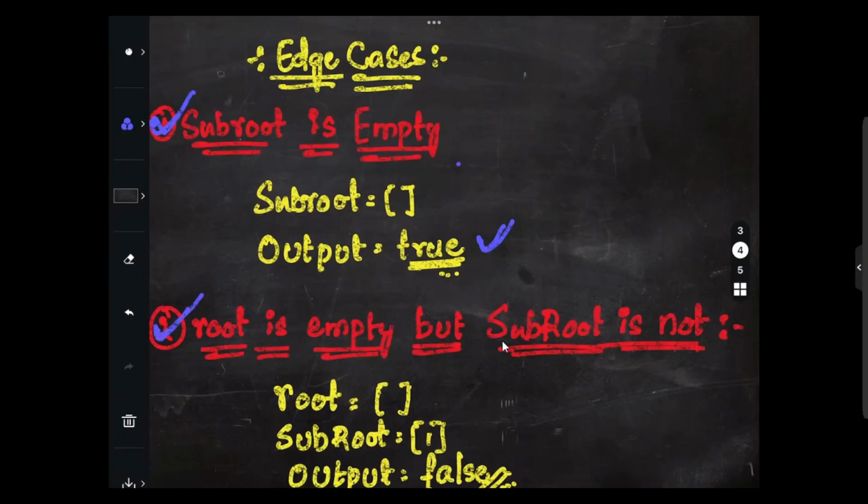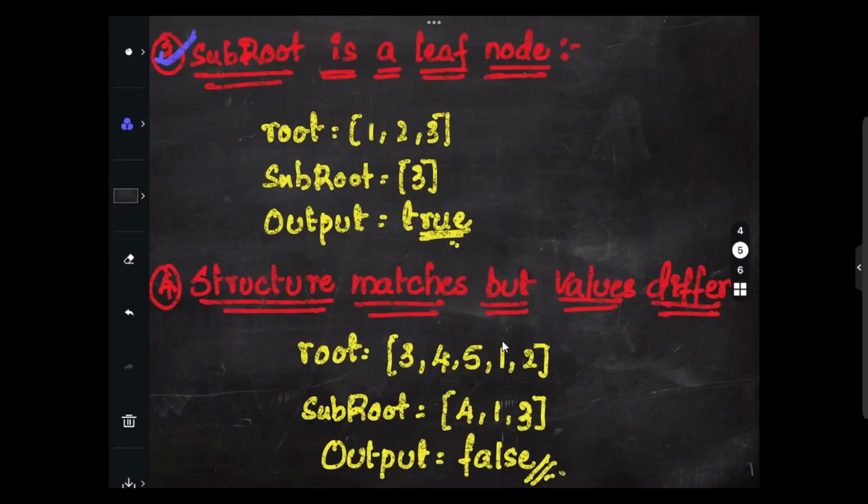Let's move on with the second edge case here. Root is empty, but the subroot is not. A non-empty tree cannot be a subtree of an empty tree. We know this one as well, right? So in this case we will return false. Simple, right?